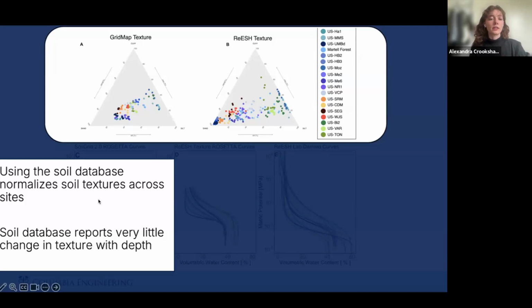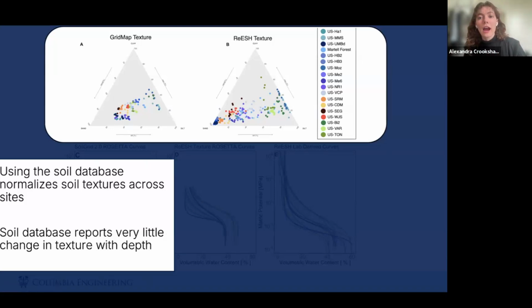We also see very little change in texture with depth in the soil database. They report taking samples at different depths, but that information is a little harder to gain, especially versus our site, where we know explicitly we have the surface, the 10, and the bottom measurement.